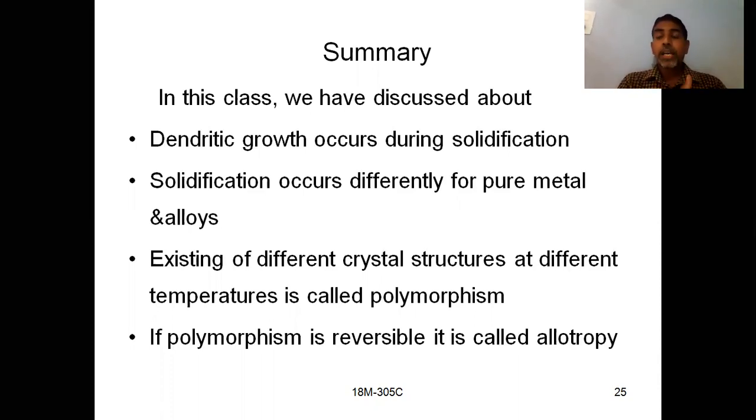Like in pure iron, you are having gamma iron, delta iron, alpha iron. You are having different irons at different temperatures and different crystal structures. That physical phenomenon is known as polymorphism. If the polymorphic change is possible in the reverse direction also, that phenomenon is known as allotropy. That means if top to bottom is possible and bottom to top is also possible, if it is reversible, then that polymorphism is known as allotropy. These things we have discussed in this session.